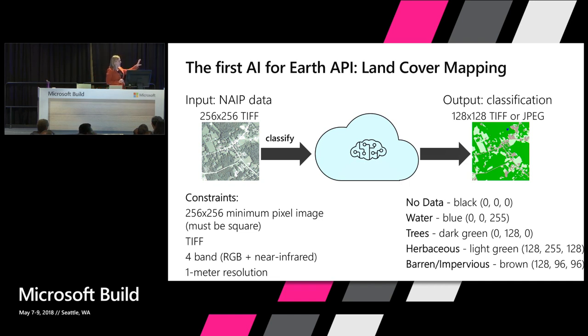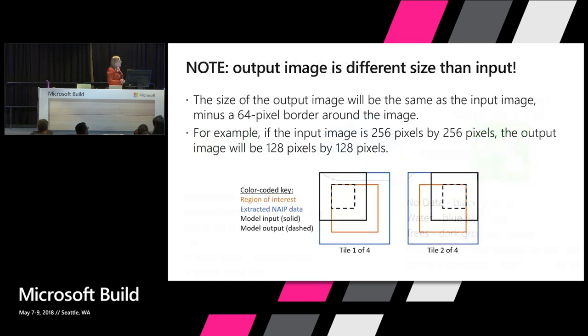In the case of the classify method, what you get back is an image that gives you each of those classes as a different color. You can see the blue is where the water is, and the light green is herbaceous, which means non-tree plant life. The trees are the dark green, and then barren is that brown color where you can see the roads. That can be roads or buildings or things like that. So all of that is spelled out right there for you.